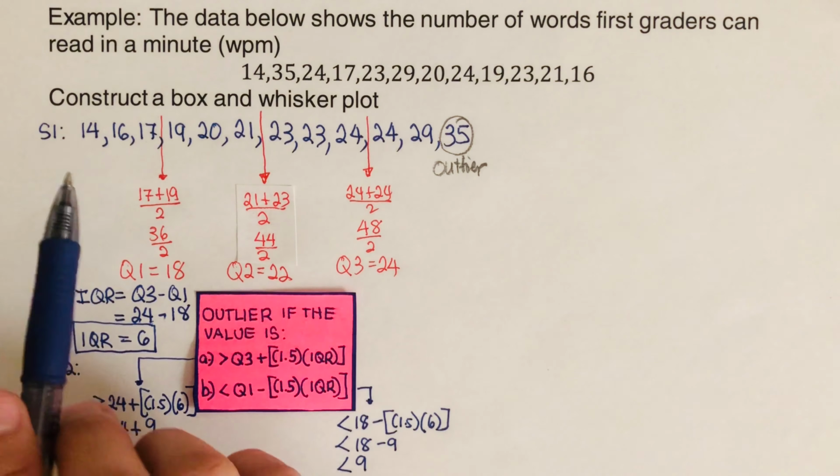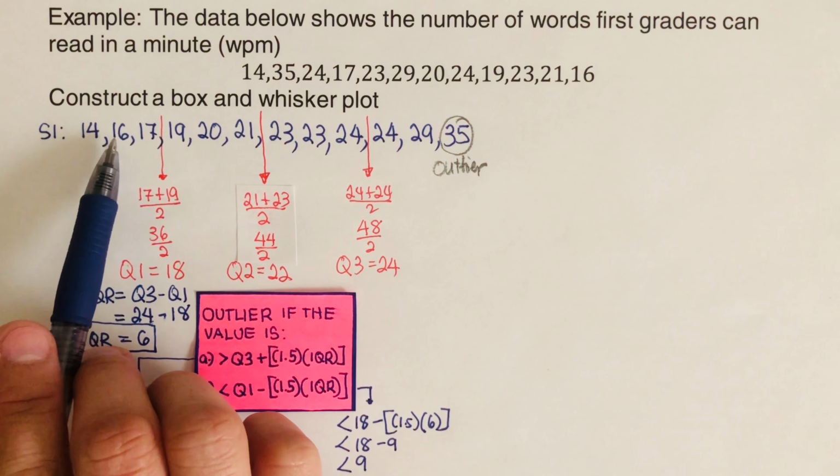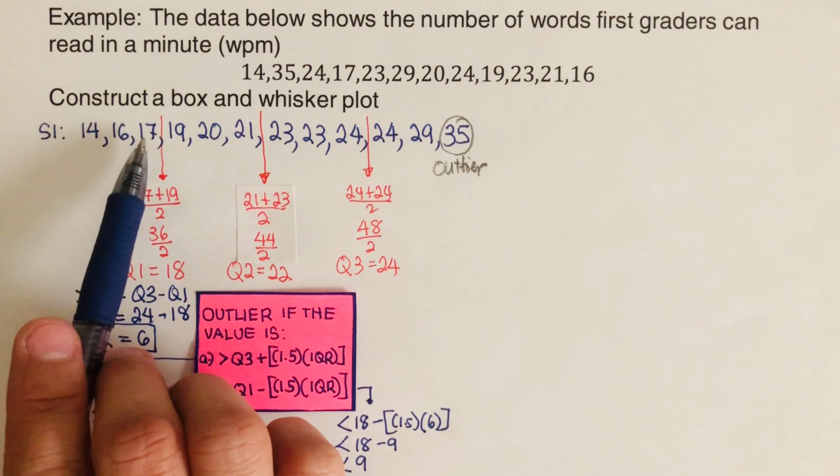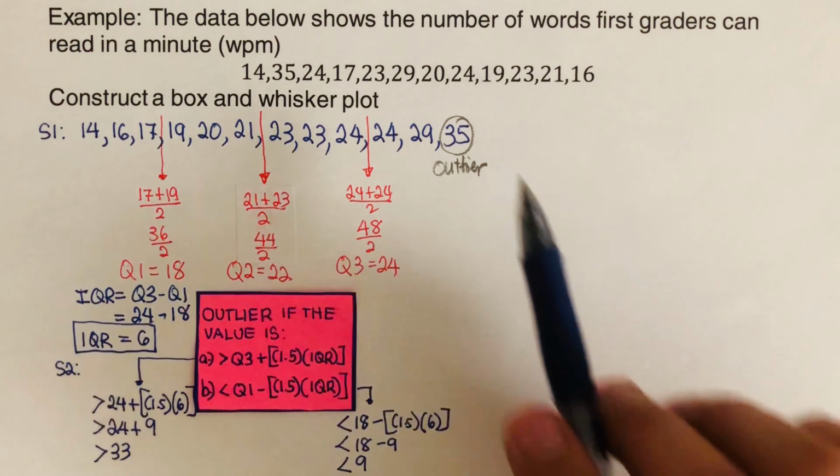It makes sense because 14 here is way closer to 16 and 17. But 35 is a little off from 29. So these are the values. So these are the outliers. The next step that we are going to do, step 3, is to construct the box and whisker plot.